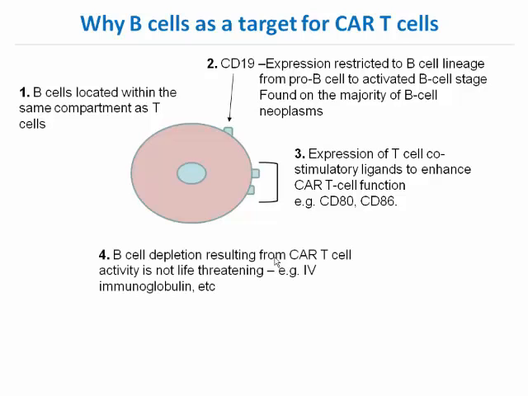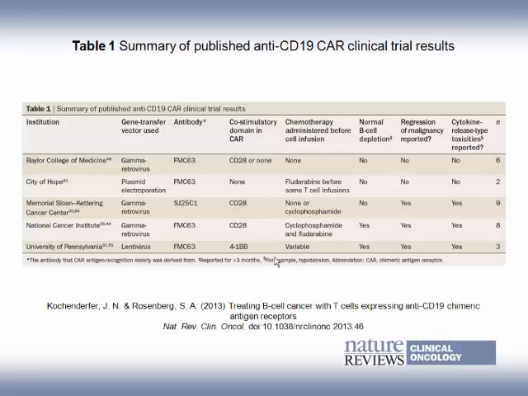And this B-cell depletion resulting from CAR T-cell activity is not life-threatening, and the patients can receive IV immunoglobulin to compensate for their lack of B-cells. So the upshot, this was published by Steven Rosenberg just last year, a review in Nature Reviews Clinical Oncology. The important thing to highlight is that in the 3 trials carrying on at Memorial Sloan Kettering in New York, the National Cancer Institute in Bethesda, and the University of Pennsylvania, regression of malignancy is reported in all of these trials that are ongoing at these centres.